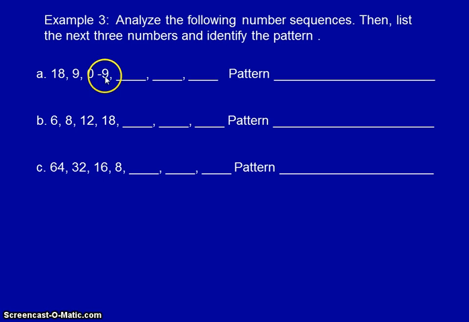So negative 9 minus 9 is negative 18. Subtract 9 again, it gives us negative 27. Subtract 9 again, it gives us negative 36. So our pattern for that one is subtract 9.